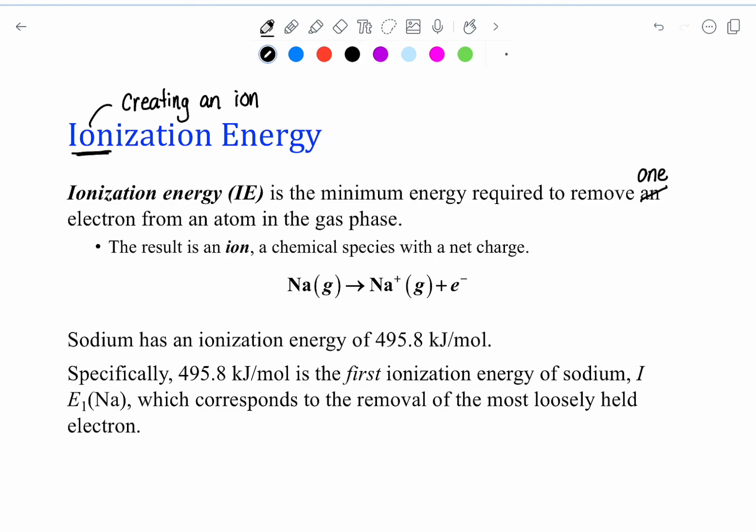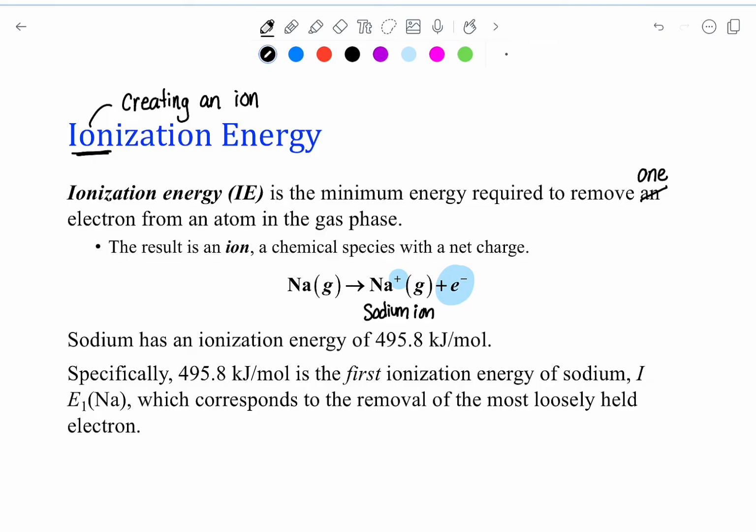So here we have sodium. In its natural or gaseous state, it does not have a charge, meaning it has the same number of electrons and protons. And then as it ionizes, we pull off one electron. So here's one electron that we've pulled off. It has a 1 minus charge because it's just one electron, meaning our sodium now has a +1 charge. So we've created the sodium ion. And we're left with 1 electron.